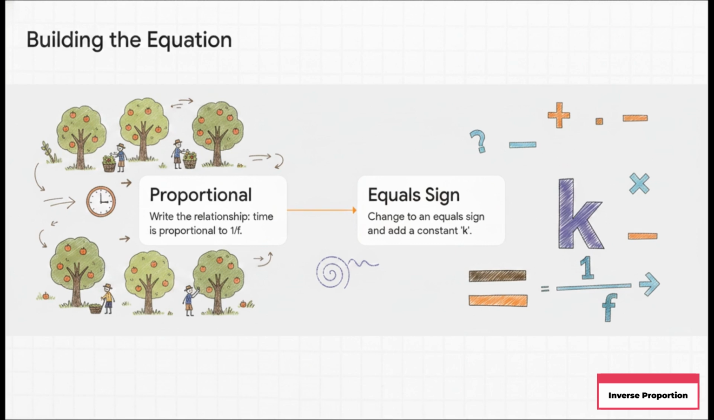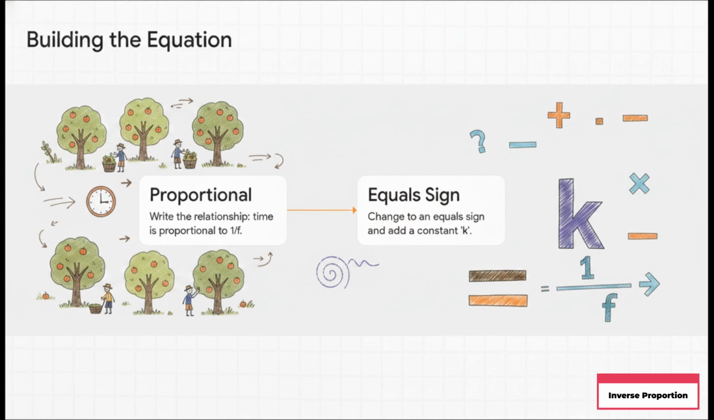We're moving from the physical orchard straight into algebra, and it takes 2 really specific steps. Step 1 is just writing out the proportional relationship. Saying time is inversely proportional to farmers is the exact same as writing that time, represented by a t, is proportional to 1 over the number of farmers, which is f. But actually, scratch that. We can't do actual math with a proportional sign. So step 2 is swapping that proportional sign into a rock-solid equal sign.